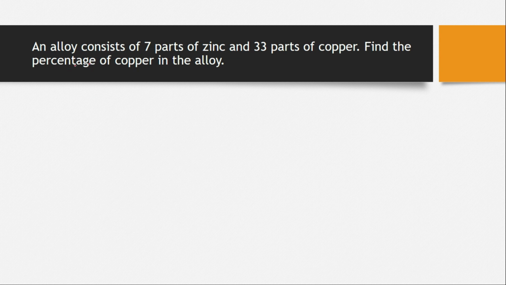An alloy consists of 7 parts of zinc and 33 parts of copper. So find the percentage of copper in alloy. So in the question it is given 7 parts is zinc, 33 parts is copper. So what is the total part? Total part is 7 plus 33, that means 40.